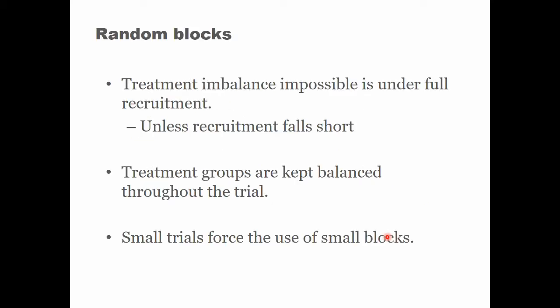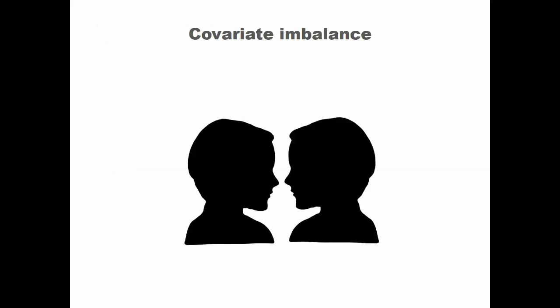And so when we use the random blocks, then treatment imbalance is impossible under full recruitment. If recruitment falls short, the random blocks will keep the imbalance relatively small throughout the trial. And like everything else, a small trial is problematic because it'll force the use of small blocks. And so you have less flexibility in terms of making random block sizes that are bigger than, say, 2 or 4. To that point, that's just trying to keep the trial as efficient as possible, to make sure that we have an equal allocation of treatments across our study, the same number of patients in both arms, as close as we can get to that.